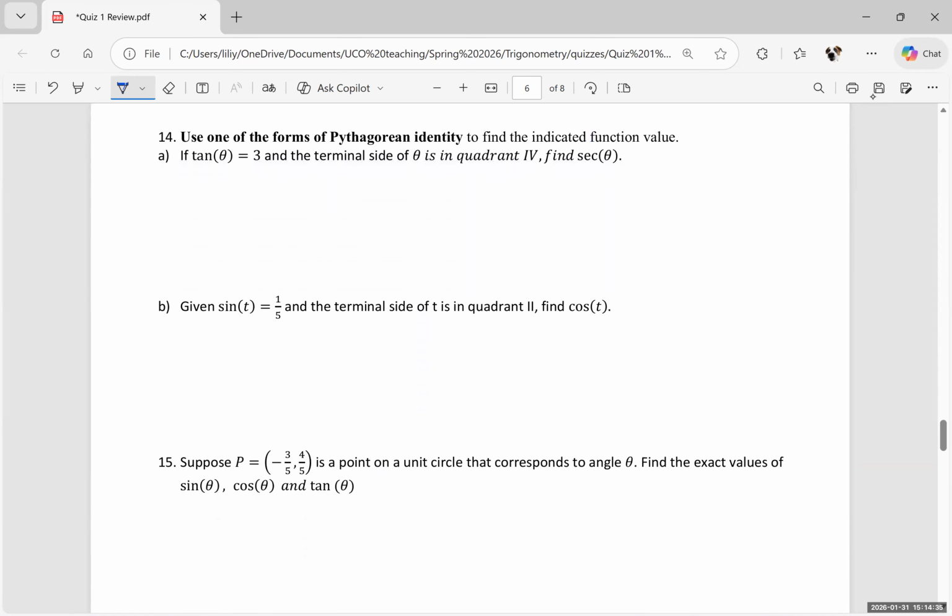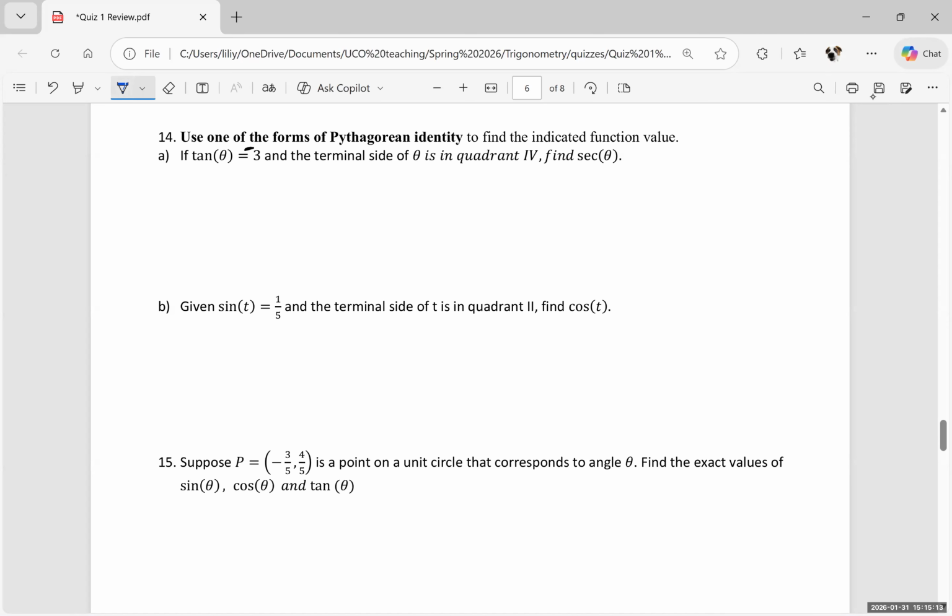All right, use one of the forms of the Pythagorean identity to find the indicated value. So you cannot use any other approaches here. You have to use the Pythagorean identity for trig. If tangent theta is 3 and the terminal side of theta is in quadrant 4, find secant theta. Let's see, tangent theta is 3. There should be a negative sign in here. In quadrant 4, tangent is negative, so it should be negative 3. So let's go ahead and add a negative over here. I need to fix that on the actual paper.